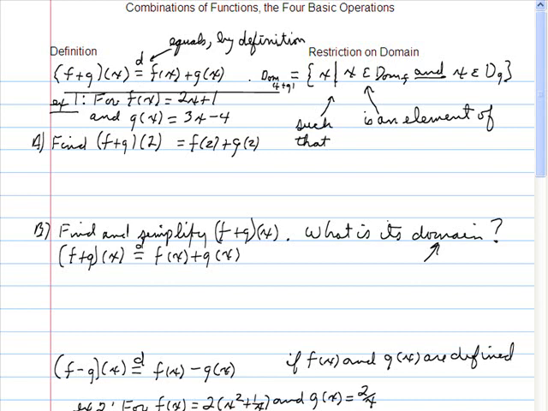Now let's take a look at how this definition is actually used to evaluate functions. So suppose we have one function f(x), which is 2x + 1, and another function g(x), which is 3x - 4. What would the sum function f + g be evaluated for the number 2? Well, according to our definition up here, (f + g)(2) is f(2) + g(2). Now you can see what those numbers are just by looking at f and g. f(2) is 2 times 2 plus 1, so that would be 5. g(2) is 3 times 2 minus 4, so that would be 2. So (f + g)(2) would be 7.